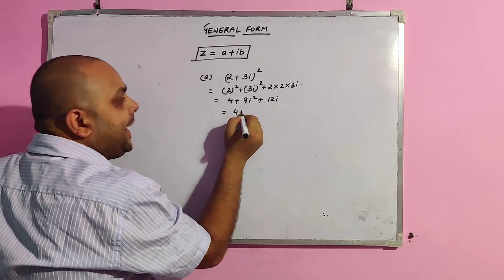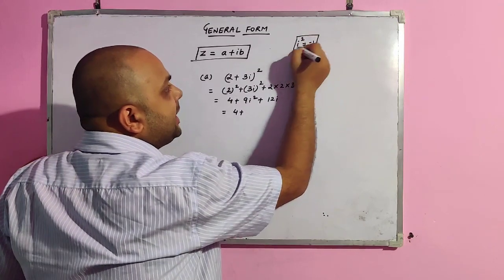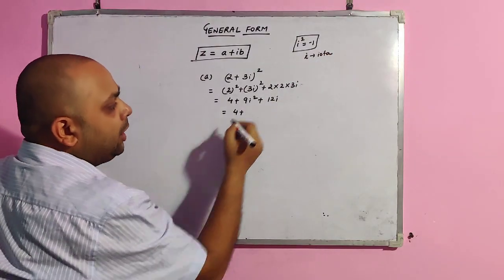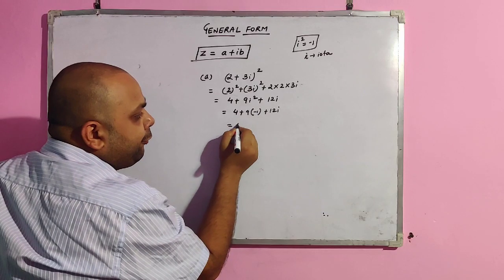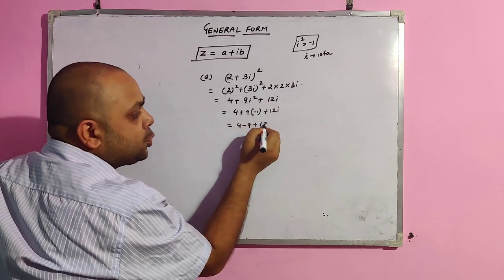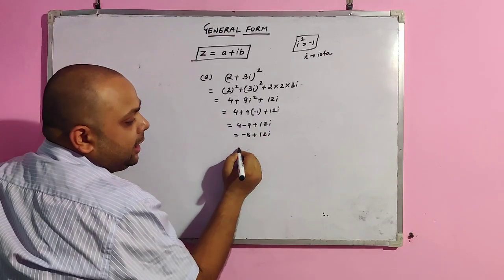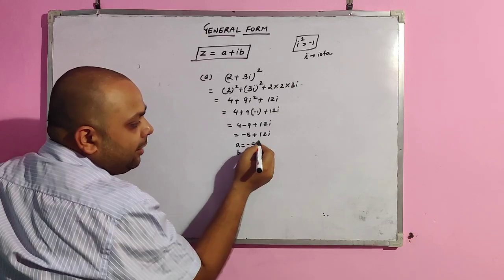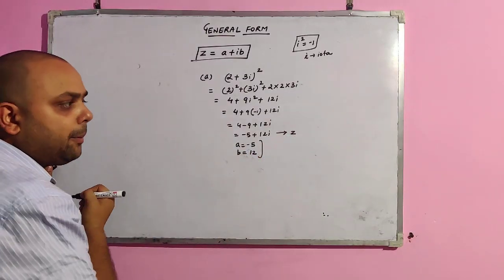Now we all know that i square is equal to minus 1. This i represents iota, imaginary function. Now i square is minus 1, so we have 4 minus 9 plus 12 iota, which is minus 5 plus 12 iota. So the real part is minus 5 and the imaginary part is 12. So this is the general form of the complex number.